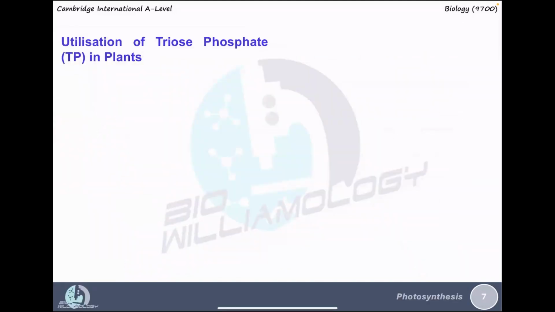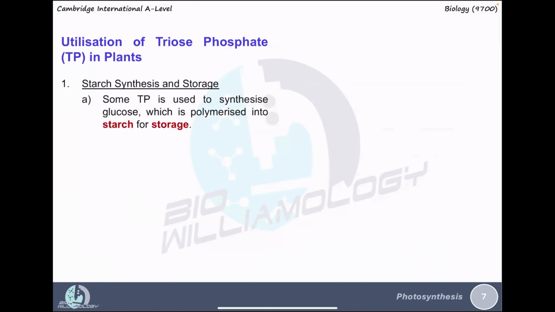Next, let us look at the utilization of triose phosphate in plants and how plants actually utilize triose phosphate to synthesize organic carbon compounds. First of all, let us look at starch synthesis and storage. Some TP is used to synthesize glucose, as we have learned previously, and this glucose is polymerized to form starch, and it is stored inside the chloroplast.